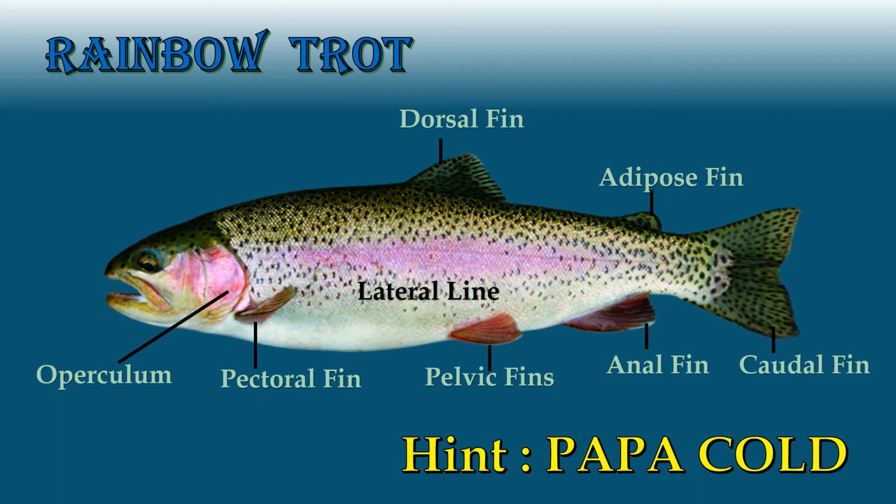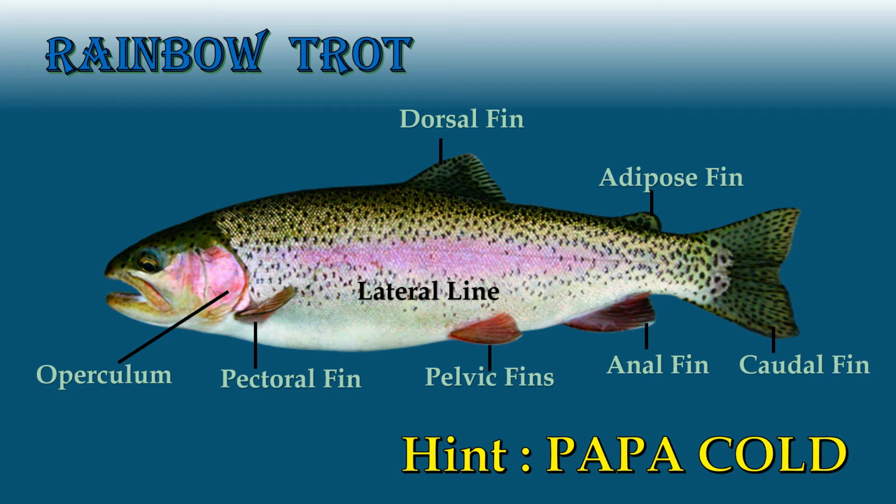The picture that you see in the video is a rainbow trout. The rainbow trout has different parts in its body, like dorsal fin, pectoral fin, pelvic fin, anal fin, caudal fin, adipose fin, and operculum.